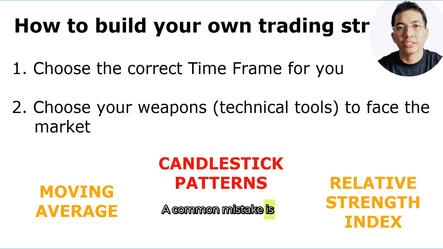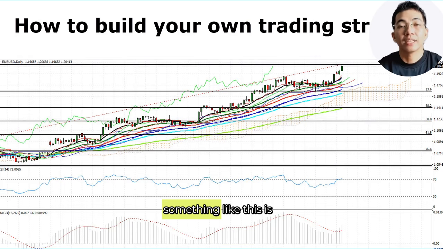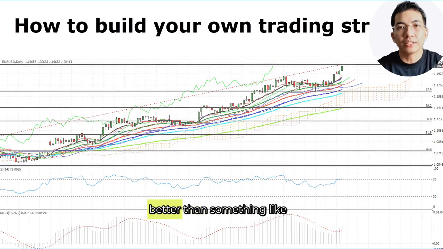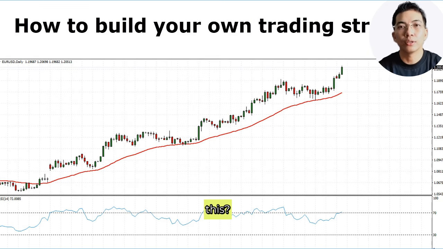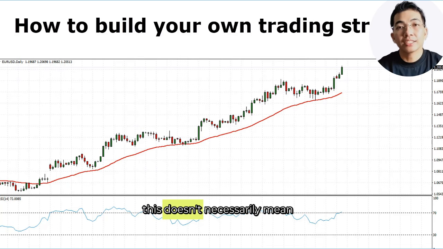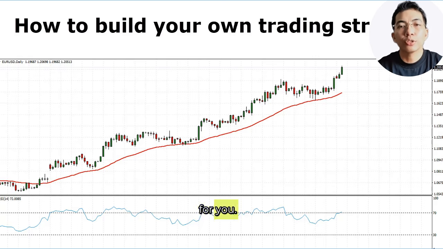A common mistake is to think that the more the better when choosing how many indicators to use. Do you think that something like this is better than something like this? You should use whatever can help you to analyze the market, but this doesn't necessarily mean that you will have a better understanding of the market if you use more indicators. There are many expert traders that only use the candlesticks to trade. They don't use any other tool. It's just a matter of finding out what is the best setup for you.